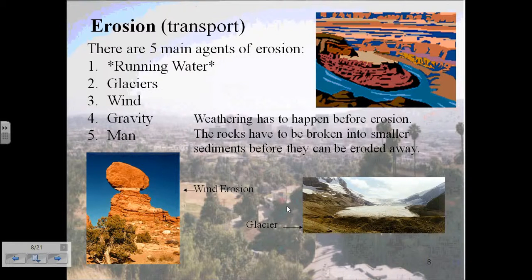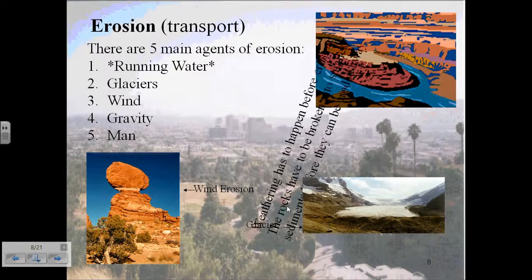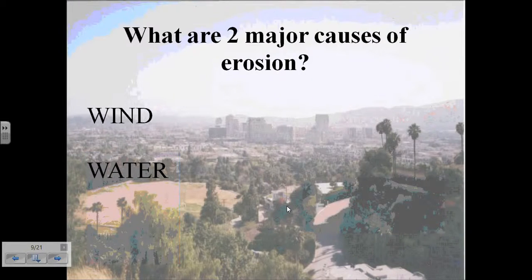Now, the 5 main agents of erosion are running water, glaciers, wind, gravity, and man. There are two major causes of erosion from that list, and those are wind and water. Those are the two major causes of erosion.